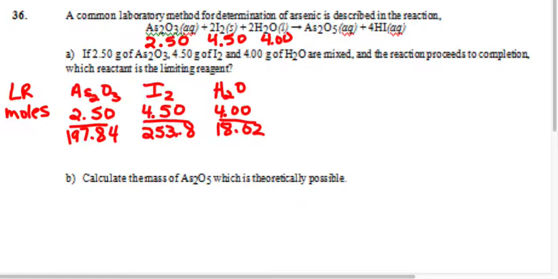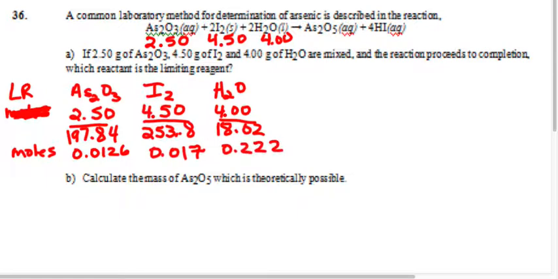All right, how many moles of As2O3? 1, 2, 6. All right, I2? 0.017, and then water. Oh, I like that number.